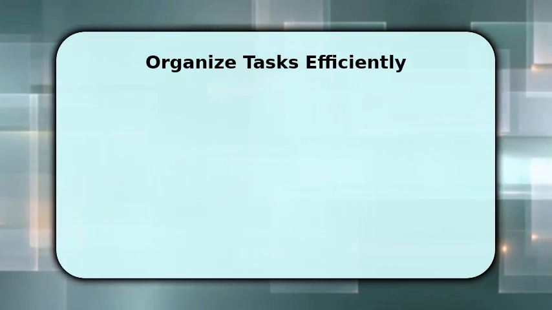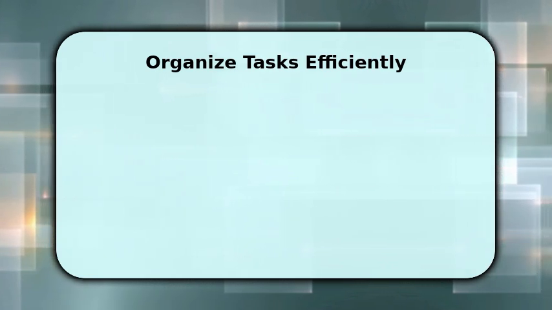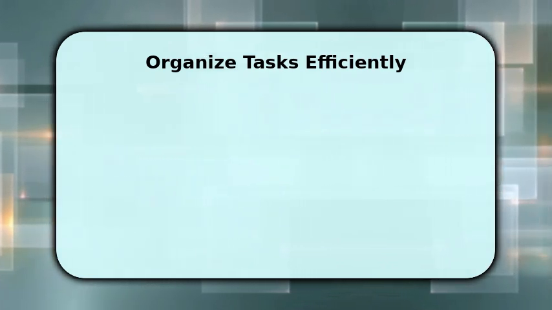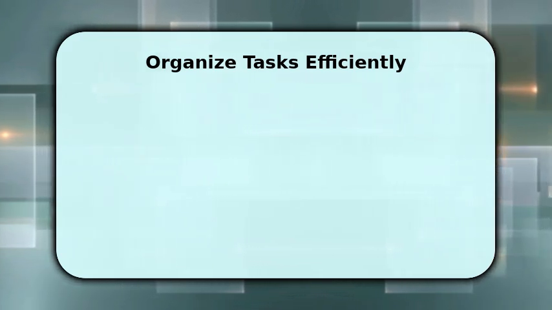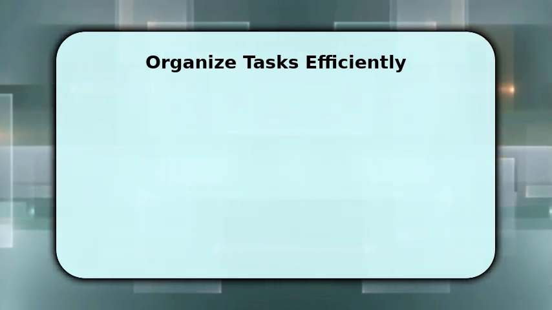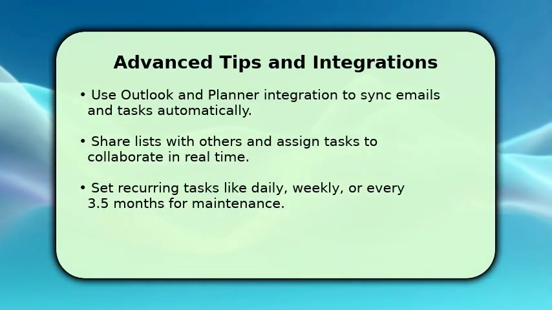Flag important tasks and open My Day each morning to pick priority work. Review lists weekly and move 2 to 3 items into My Day to stay productive. Connect Microsoft To Do to Outlook and Planner to centralize your tasks and emails. Turn on integration so flagged emails become actionable tasks without manual entry.